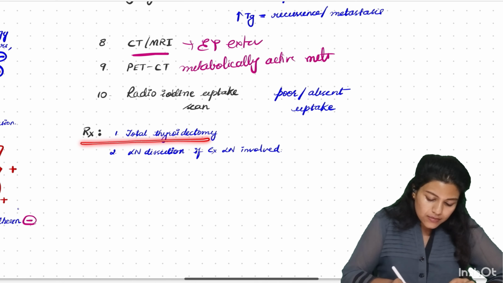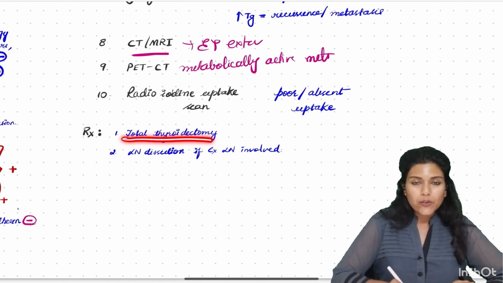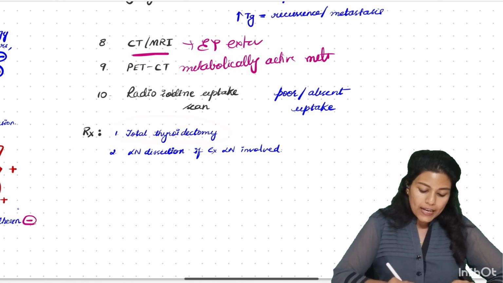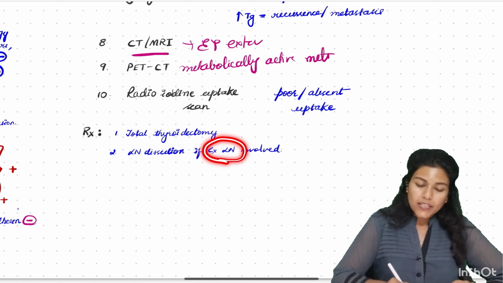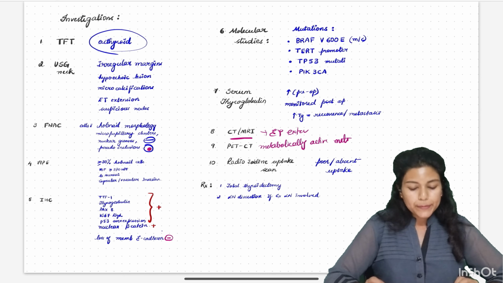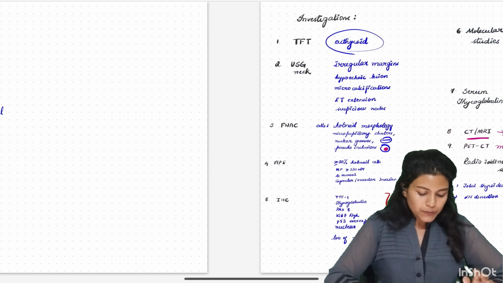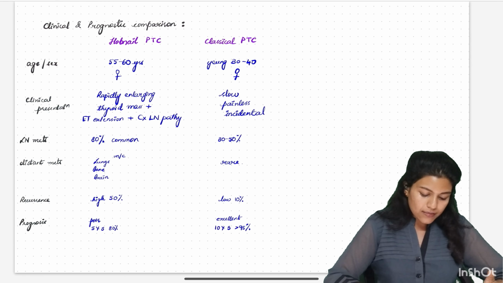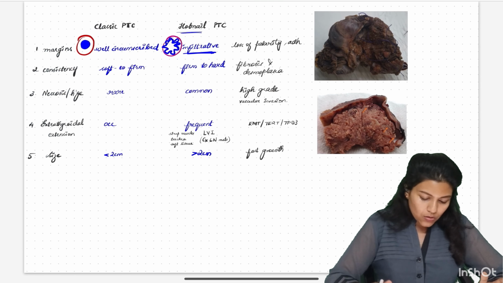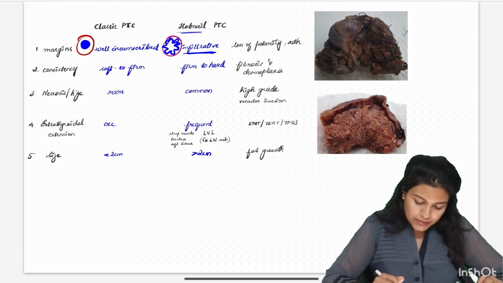The treatment for this is total thyroidectomy. It is an aggressive tumor, so the entire thyroid gland will be removed. And if cervical lymph nodes are involved, lymph node dissection is done in cases of Hobnail PTC. So this is all about the morphology, the clinical comparisons, the prognosis, and the investigations. So this is all about Hobnail PTC.